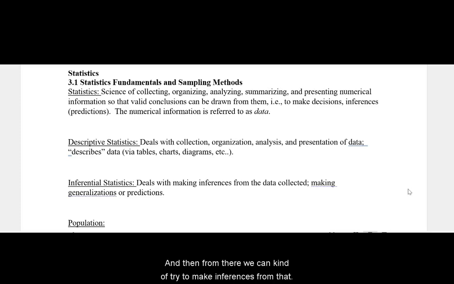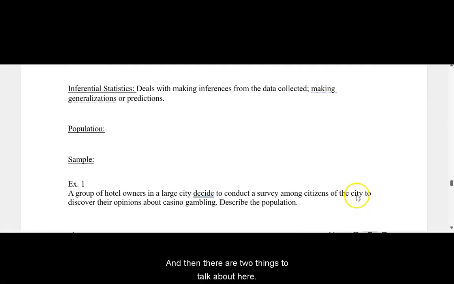And then from there, we can kind of try to make inferences from that. And that's what we call inferential statistics. So we make inferences about the data that we've just collected, make generalizations or predictions. And then there are two things to talk about here. And you know what, with this one, just to make it nicer, I'm going to actually just type this so that it's not so messy.